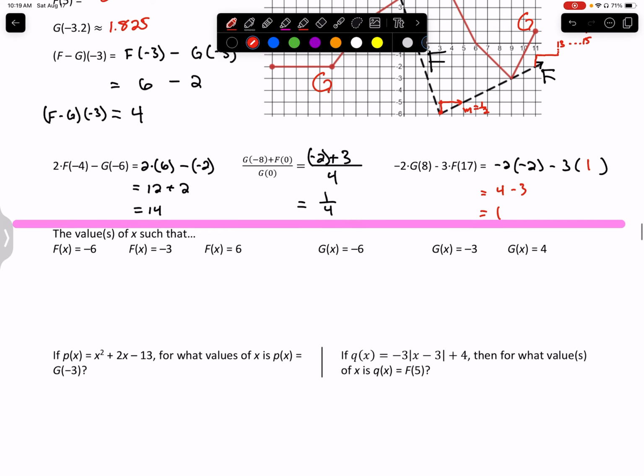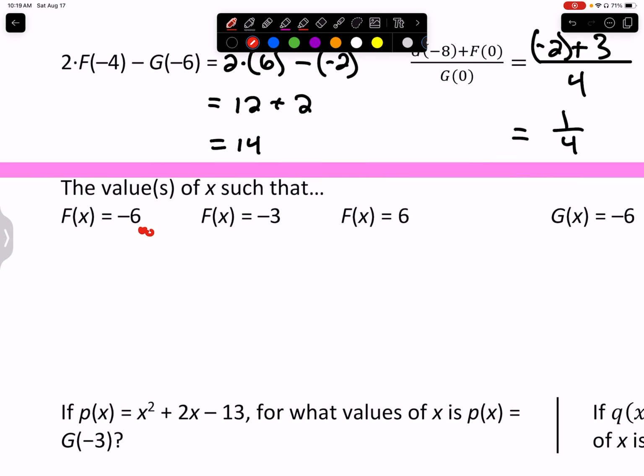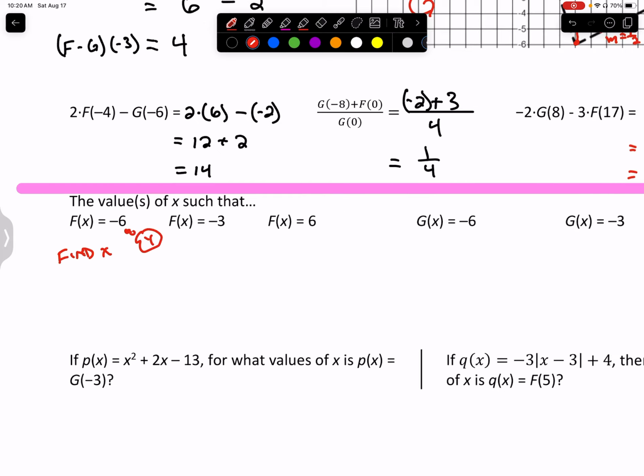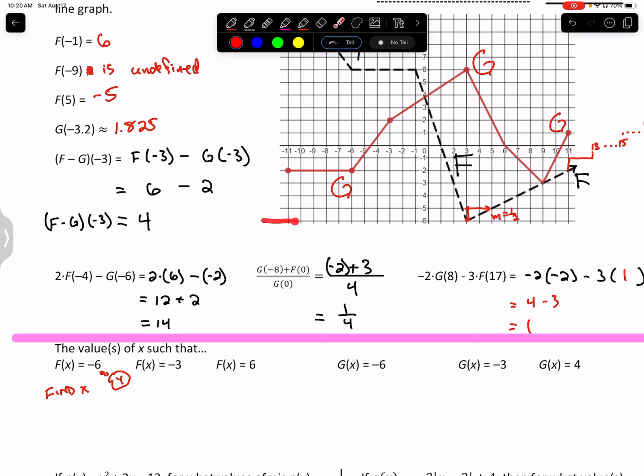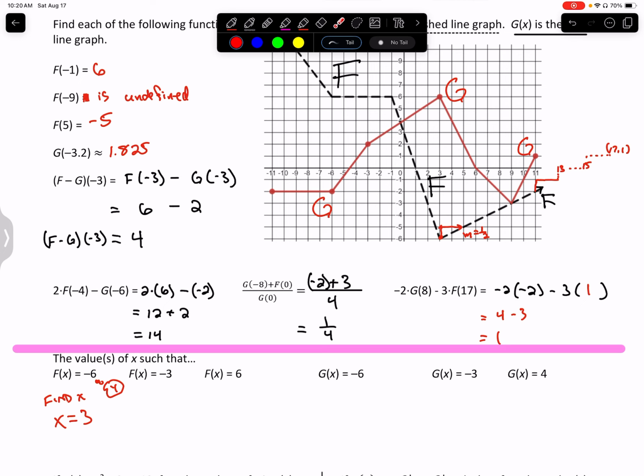So this first one says, find values of x such that f of x is negative 6. So this is saying that y is negative 6. It's asking us to find the x value. If that's super obvious, don't write that down. So I go up here to my graph, and I find the y value of negative 6. Where does that intersect the dashed curve? It intersects right here at 3. So the answer to this is simply x equals 3.